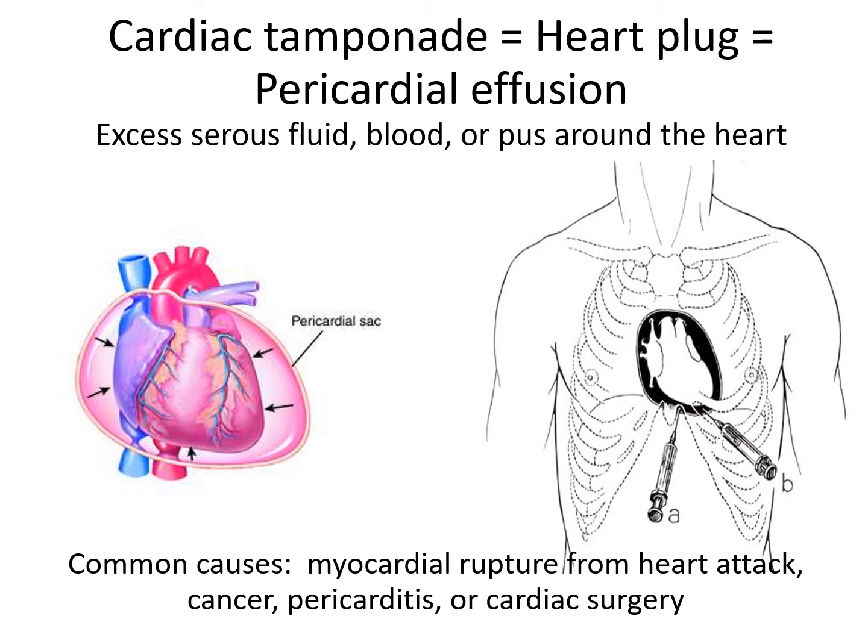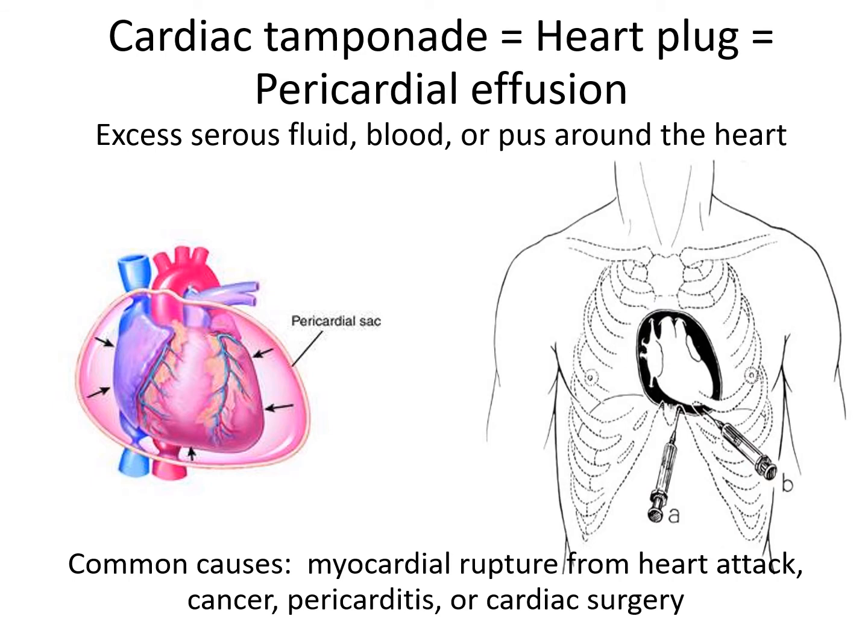Let's talk for a moment about this condition. You'll notice in the heart chapter there's a lot of conditions that have multiple names. This one, for instance, is called cardiac tamponade, heart plug, or pericardial effusion. In this condition, we see an excess buildup of serous fluid, blood, or pus around the heart, and it happens to build between the visceral and the parietal layers of that serous membrane.